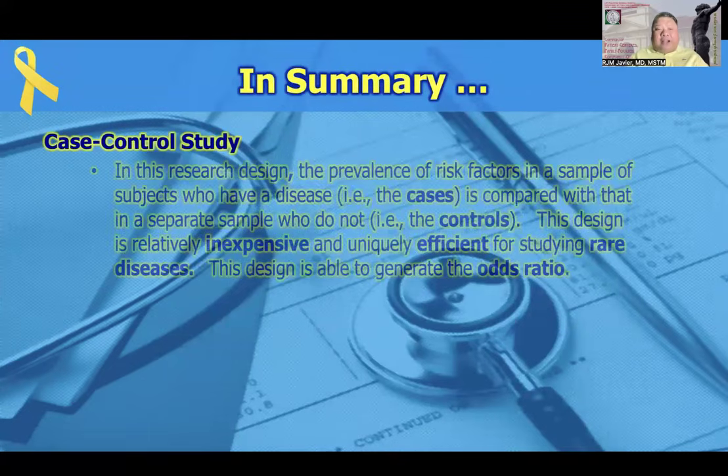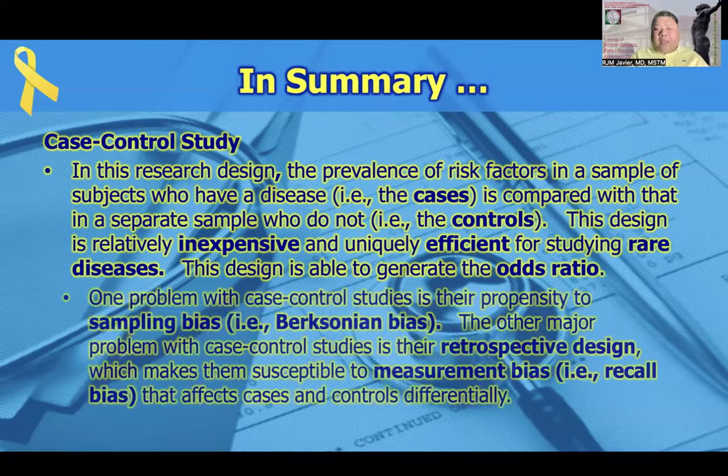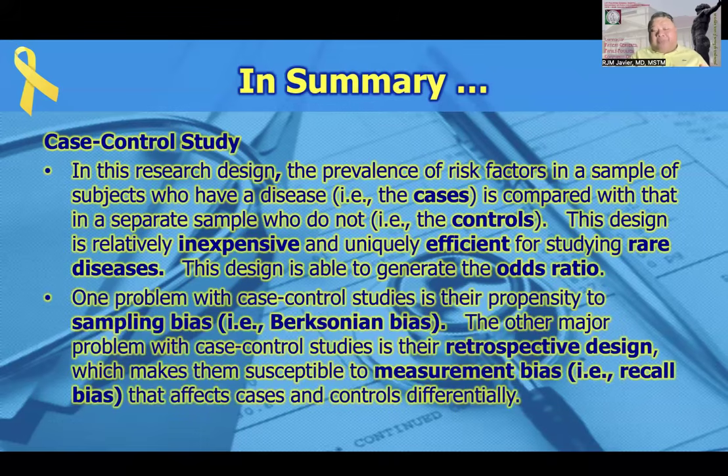So, case control studies. In this design, the prevalence of risk factors in a sample of subjects considered the cases will be compared to those of the controls. This design is relatively inexpensive and uniquely efficient for studying rare disease, and its main measure of association would be the odds ratio. However, because of its retrospective design, it is subject to recall bias, and there could also be issues pertaining to sampling bias, including the Berksonian fallacy.